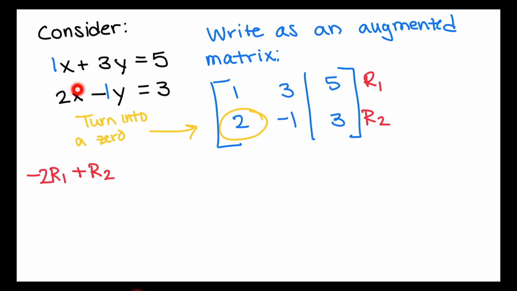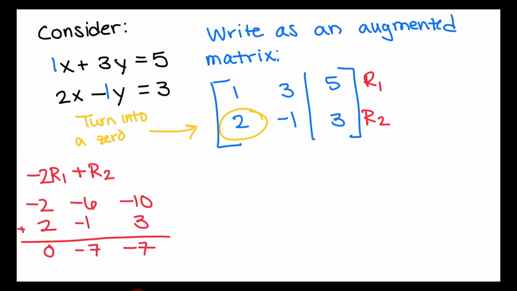I'm thinking about how can I eliminate this? It represents the x's. How can I eliminate the x's? I multiply the first one by a negative 2. So I'm going to take negative 2 times row 1. I'm going to add that to row 2. Okay, so negative 2 times row 1 is negative 2, negative 6, negative 10. So just jot that down. And then row 2 was 2, negative 1, 3.